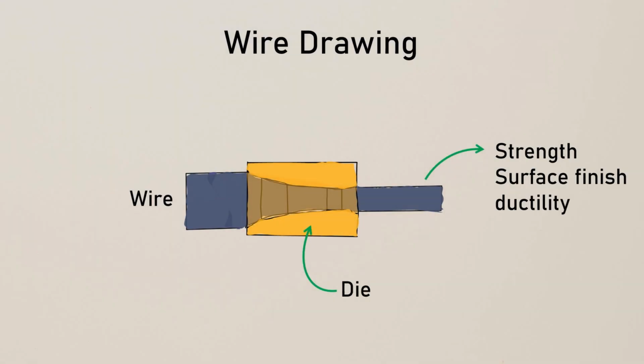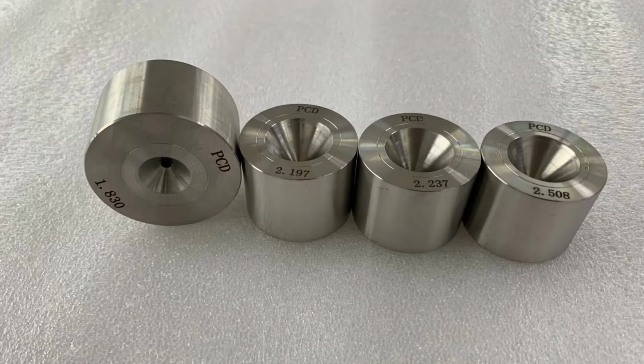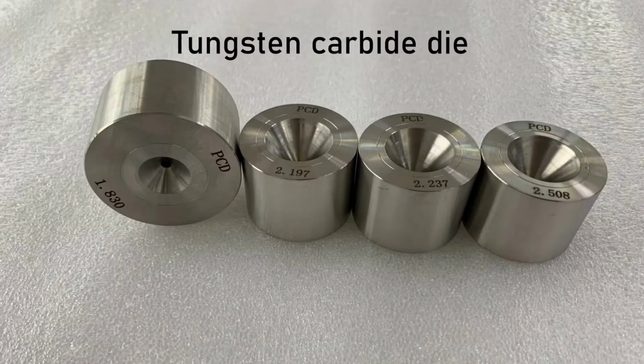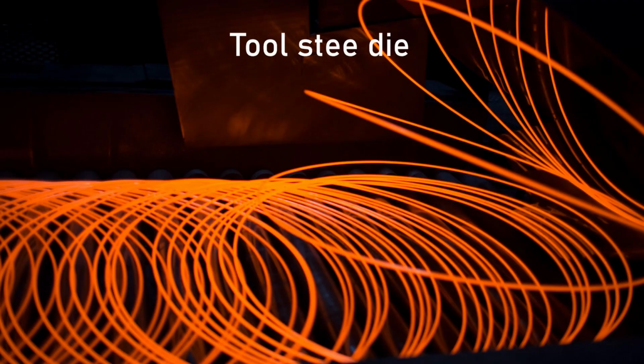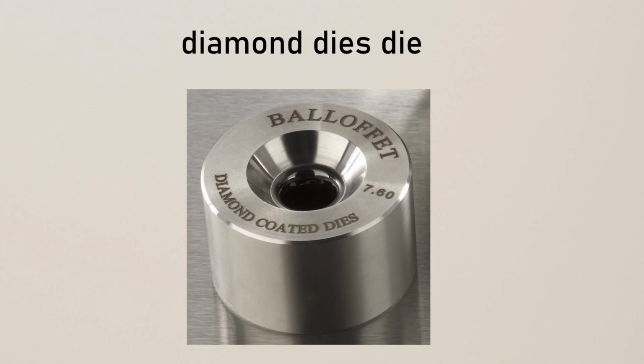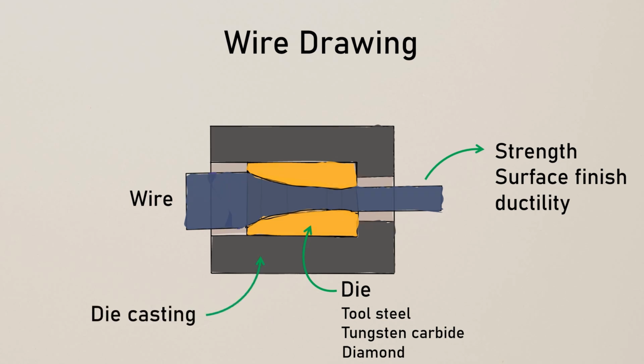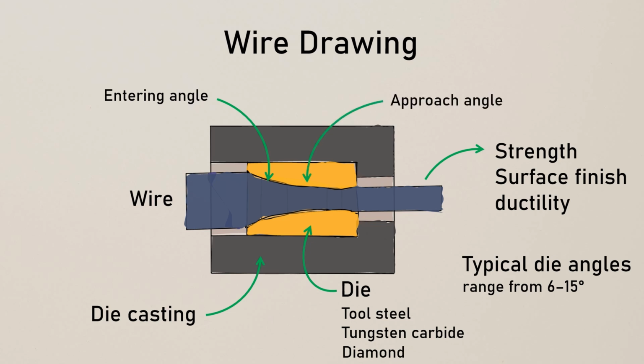Wire drawing dies are typically made of tool steel, tungsten carbide, or diamond. Tungsten carbide dies are used for steel wire drawing. Cast steel dies are used for hot drawing. And diamond dies, single crystal diamond dies, are used for drawing very fine wire. And these dies are mounted in a steel casing for support and easy replacement. Die angles are typically from 6 to 15 degrees, with at least two angles in dies, the entering angle and the approach angle.